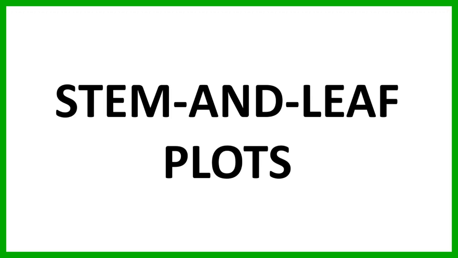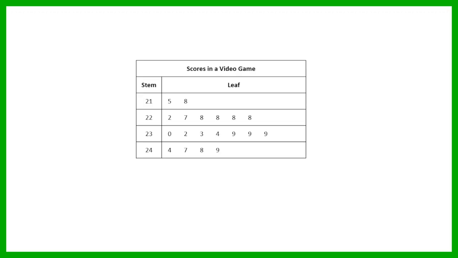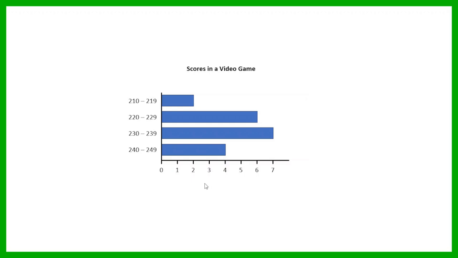Okay, so let's have a look at an example of a stem and leaf plot. Over here, I've got a stem and leaf plot showing us the scores in a video game. Now if I were to show you a bar graph for the exact same data, it would look like this. You can see the bar graph has got intervals from 210 to 219, 220 to 229, 230 to 239, 240 to 249. And you can see that the bars have a frequency of 2, 6, 7, and 4.